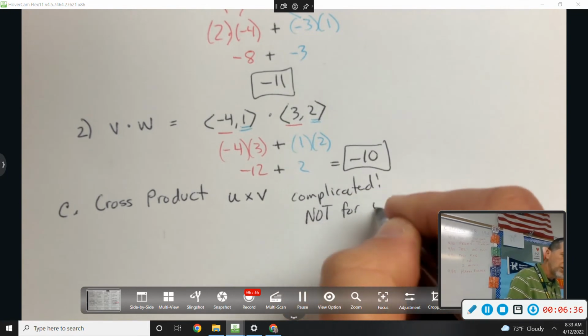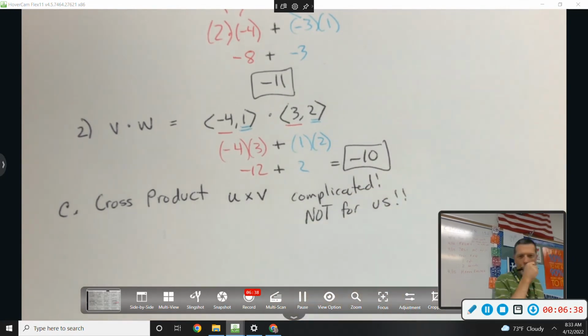So we're just going to say this is not for us. So I wanted you to see it. That way if you take some math class later and you see a cross product, it won't be completely foreign, because I'm not even telling you what it is. But you'll know it's some sort of crazy multiplication.